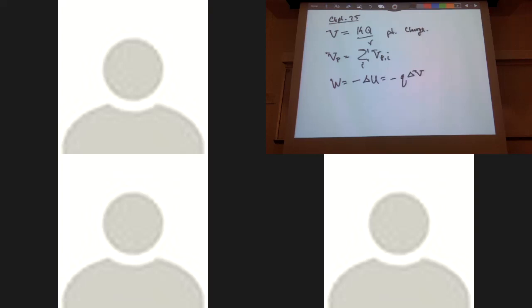And one other thing that could show up on here is conservation of energy, which says that the change in kinetic energy plus Q times the change in potential is equal to 0. So this is conservation of energy.